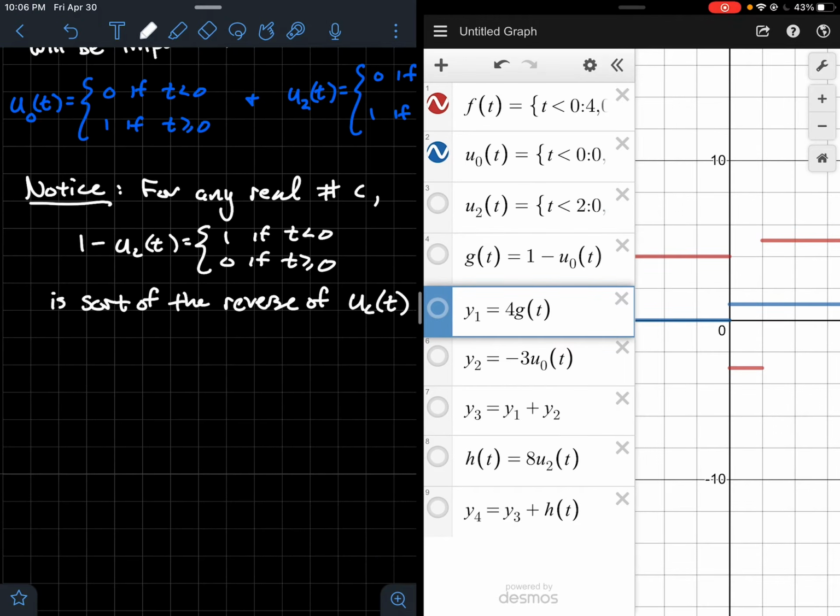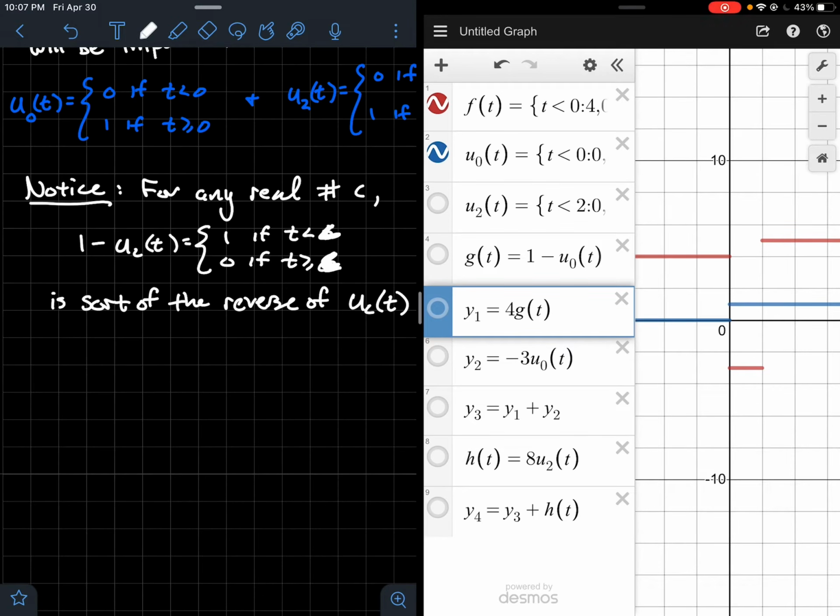Let me scoot over here to show you this little trick in general. If you take 1 minus uc of t, remember we're just saying the switch happens at c, where c can be anything. We just care about when c is 0 and 2, but this trick works more generally. When you take 1 minus that, it flips around what's going on. In other words, now we turn from on to off when we pass over that important point c. Of course, I see another typo. There should be a c right there and right there. So again, 1 minus uc is sort of like the reverse of uc. I hope that makes some kind of sense.